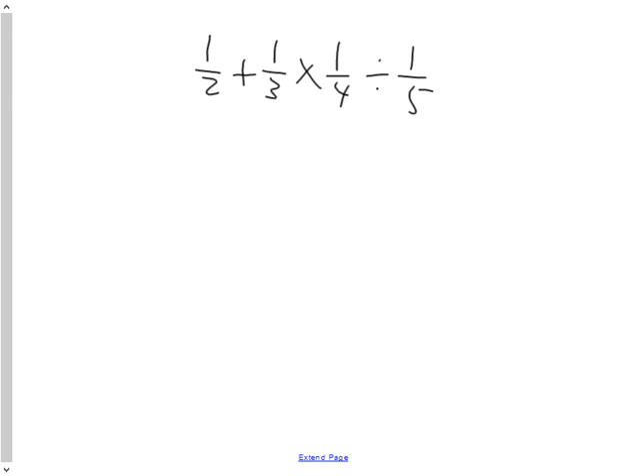And finally, your last question, 1/2 plus 1/3 times 1/4 divided by 1/5. Again, the first thing I'm going to do is figure out what this first multiplication or division that I see from left to right is. That's 1/3 times 1/4. And 1/3 times 1/4, I'll do it in black, is 1/12. But notice how everything else stayed where it was. The next thing I'm going to do is the division.